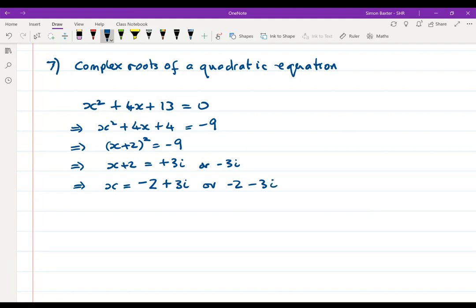Notice that these two roots form a complex conjugate pair. And this will always be true for any quadratic equation in which the coefficients are all real: if it has no real solutions, the two complex solutions will form a complex conjugate pair.